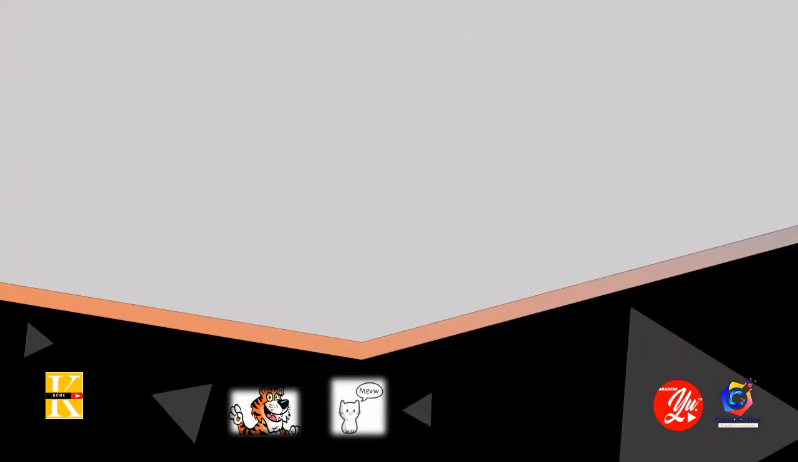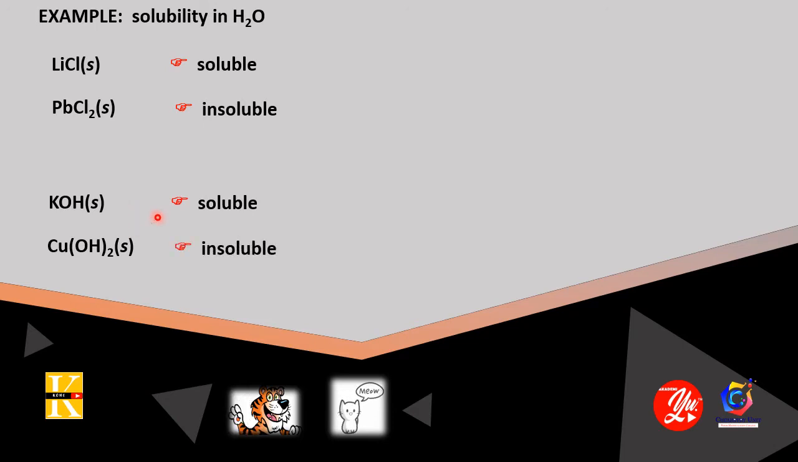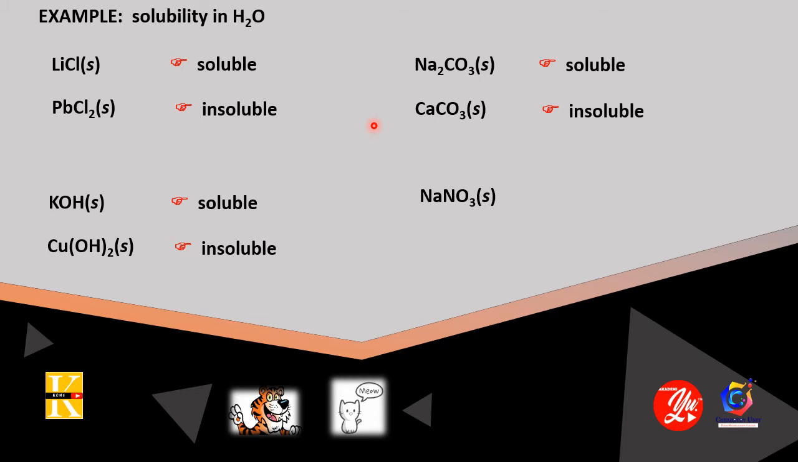Here are examples of solids which can dissolve in water or are insoluble in water. First, lithium chloride is soluble, but lead chloride is insoluble. Next, potassium hydroxide is soluble, but copper hydroxide is insoluble. Sodium carbonate is a soluble salt, but calcium carbonate is insoluble. Sodium nitrate and lead nitrate are both soluble. So the solubility is related to our Form 4 concept, salt. There are a few salts that are 100% ionized, for example, nitrate salts.